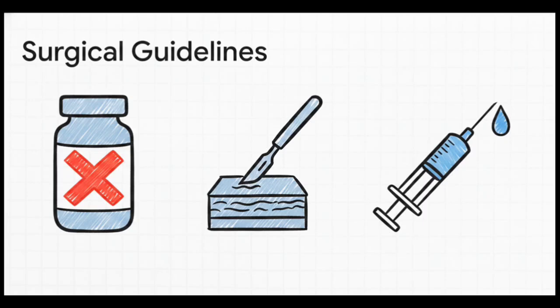Systemic antibiotics are never given prophylactically. Just don't do it. They're reserved strictly for documented infections, defined by a tissue biopsy showing more than 10 to the 5th organisms per gram of tissue.